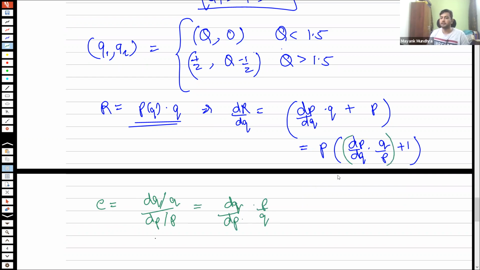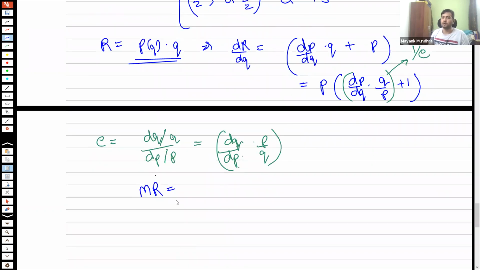Now if I compare this term with this term, I see that this thing is just the reciprocal of this thing. This is dP by dQ into Q by P. This is dQ by dP into P by Q. So this is basically 1 by E. So what I get in the end is that marginal revenue becomes equal to price times (1 by elasticity plus 1).